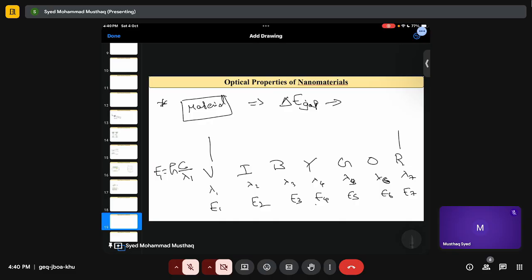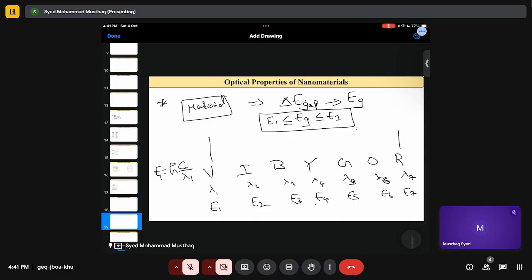Now, this material has a certain band gap, delta E gap, which is nothing but Eg. Let's take the constant Eg. It lies between E1 and E7, so E1 is less than Eg, which is less than E7. It lies between E1 and E7, and we don't know where it is. Okay.